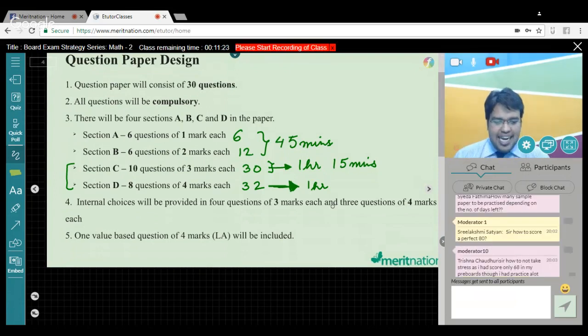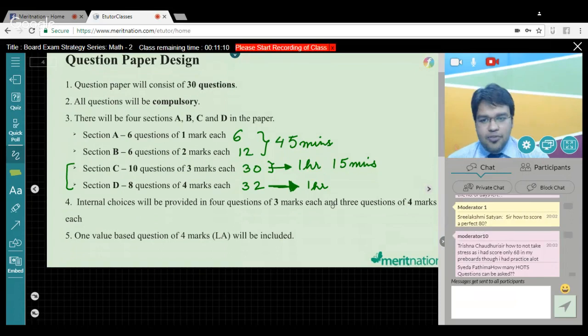Aurora sir, how to score a perfect 80? Sri Lakshmi, how to score a perfect 80? Okay. So I'm sure that's a dream of all those who are giving the board exams, that how to score a perfect 80. So for scoring a perfect 80, what you need to do is that, of course, you have to have had a good amount of preparation, which I'm sure you have already had, because that's why you're asking it, Sri Lakshmi.